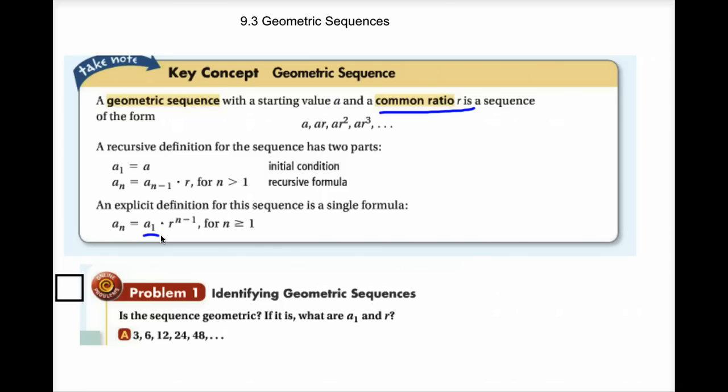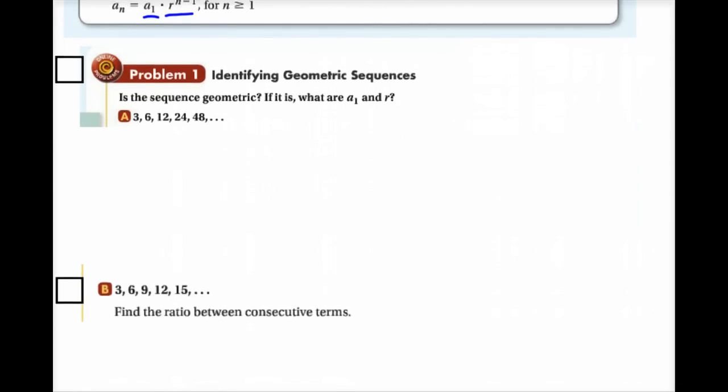There are two formulas to work with, one recursive, and that's very simple. Take a sub n and set it equal to the term before it, a sub n minus 1, and then multiply by r. You have to know what a1 is. And then explicit: take a sub 1 and multiply by r to the n minus 1. Those are our two main formulas to work with, recursive and explicit.